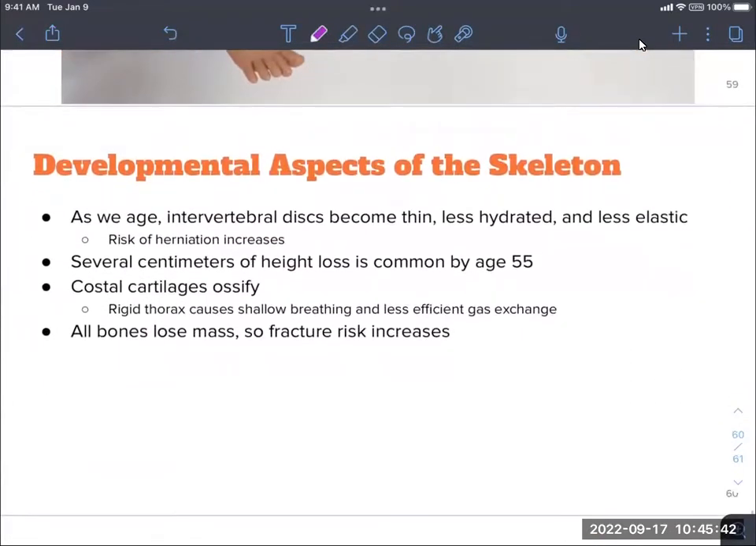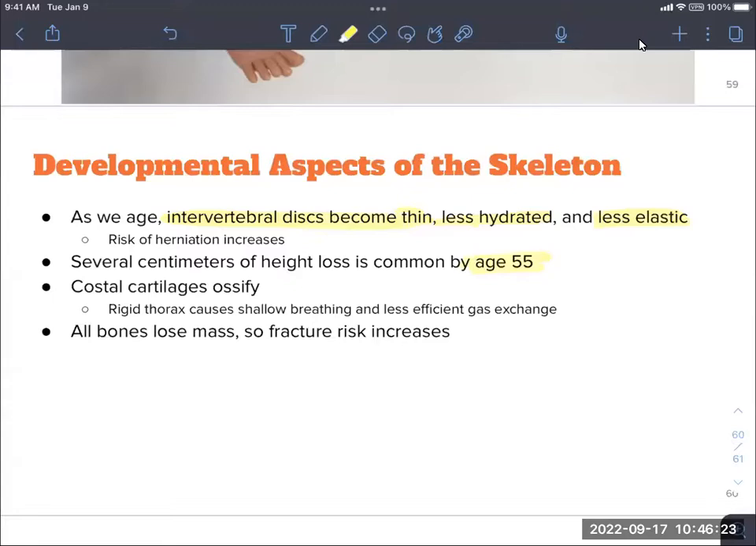So what happens as we get older? Those intervertebral discs in your back actually become pretty thin. They're less hydrated and there's less elastic in them. Remember, you're the tallest when your feet first hit the ground out of bed in the morning. After that, your discs throughout the day start to lose hydration. But as you get older, they continue to lose hydration. So you can lose several centimeters of height by 55 years old. That's not much.